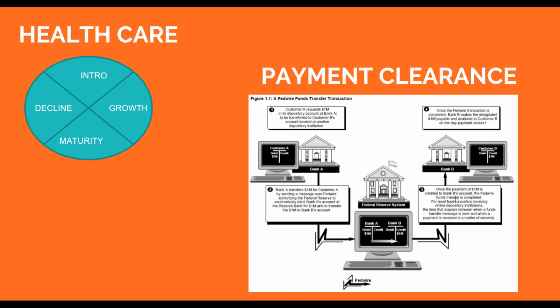Once the payment of $1 million is credited to Bank B's account, the Fedwire fund transfer is completed at Bank B's level. For most fund transfers involving depository institutions, as I said, it could be RTGS, ACH, or NACHA. These are the different fund transfer methods. When I talk about RTGS, it is called real time gross settlement.